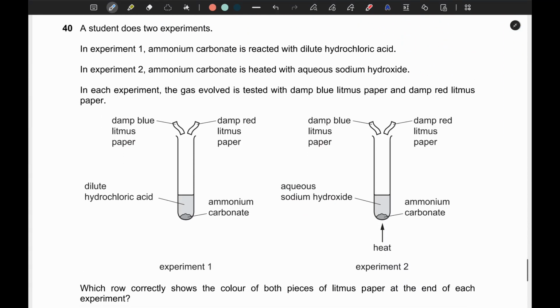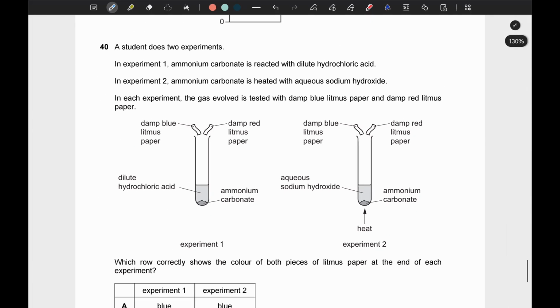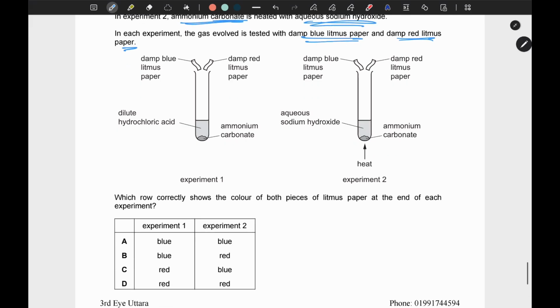Finally, in question 40, a student does 2 experiments. In experiment 1, ammonium carbonate is reacted with dilute hydrochloric acid. In experiment 2, ammonium carbonate is heated with aqueous sodium hydroxide. In each experiment, the gas evolved is tested with damp blue litmus paper and damp red litmus paper. So the setup is given to us. Which row correctly shows the color of both pieces of litmus paper at the end of each experiment?